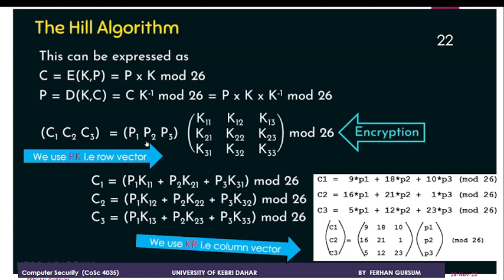As you see here, this is the row vector, where the plain text is P1 P2 P3, but here you will see plain text is P1 P2 P3 as a column. We get different cipher text using these two methods.